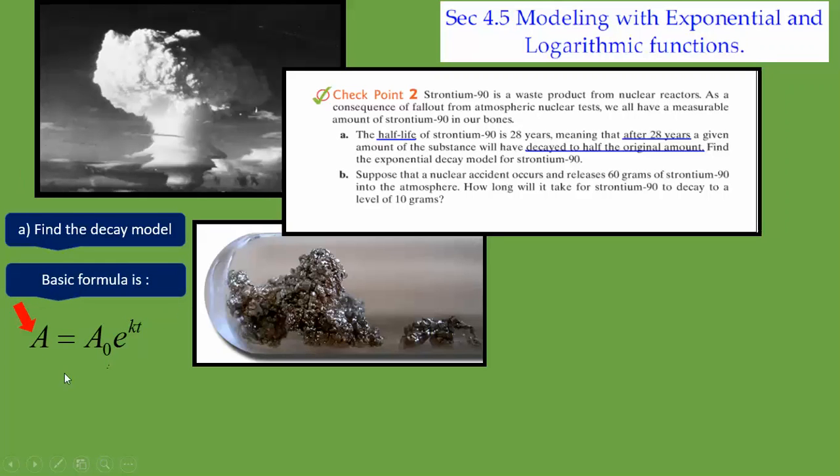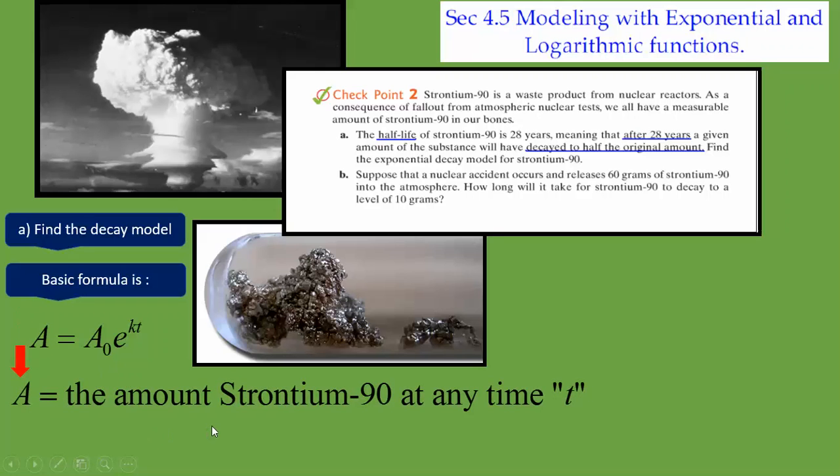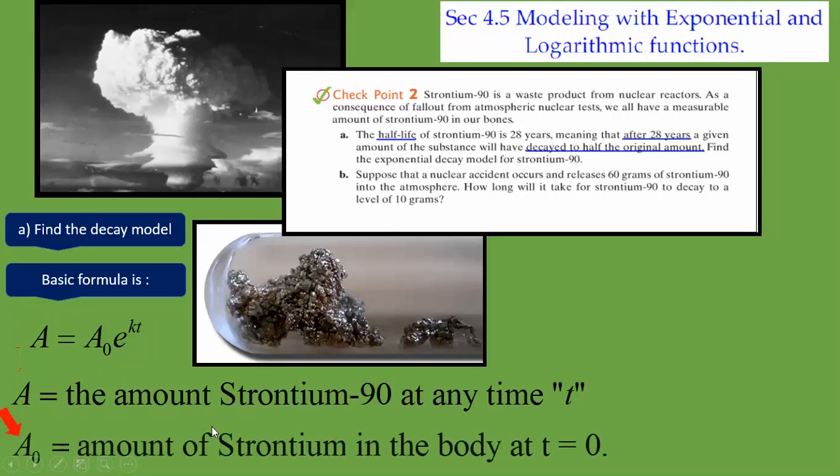It is A is equal to A sub 0 e to the kt. So in this particular problem, A represents the amount of strontium-90 at any time t, and A sub 0 represents the amount of strontium-90 in the body at time t equals 0. So when we turn on the clock, what is the initial amount of strontium-90 in the body? That's what A sub 0 is.